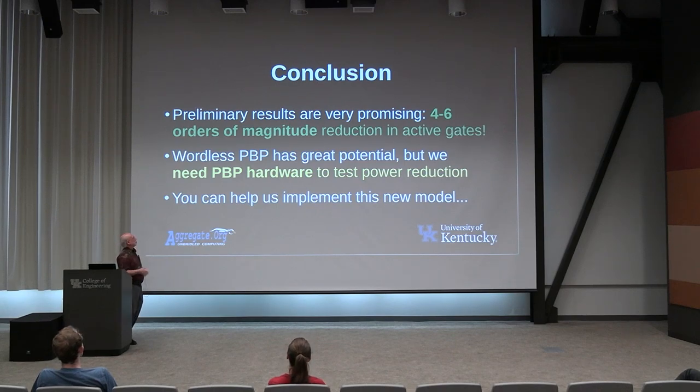So just to give the punchline, the initial results were basically saying 4 to 6 orders of magnitude reduction in the number of active gates per computation, with no change to what the computations are at the high level. Wordless PBP, the parallel bit pattern computing, has really great potential. It looks like we'll probably be able to reduce power consumption, including all overheads, by at least about three orders of magnitude.